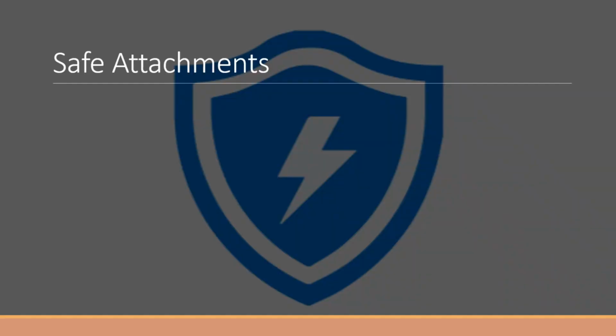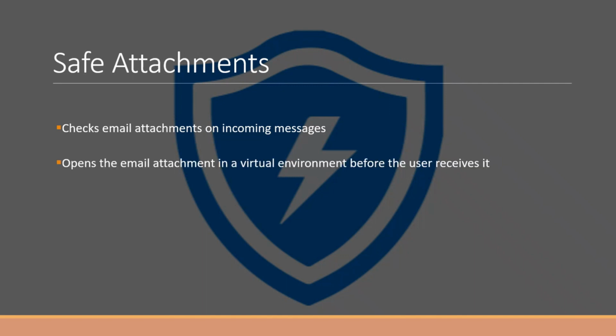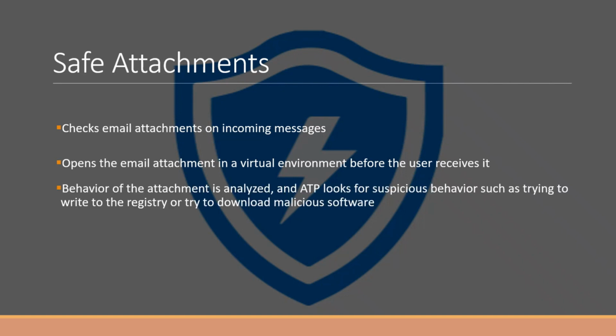The next one that we're going to talk about is Safe Attachments, and this checks email attachments on incoming messages. It opens the email attachment in a virtual sandbox environment before the user receives it. When it's open in that sandbox environment, the behavior of the attachment is analyzed, and it looks for suspicious behavior such as trying to write to the registry or download malicious software. So any code that could potentially be disguised as a PDF is opened in this virtual sandbox environment and executed, and then it's determined if it's safe or not.